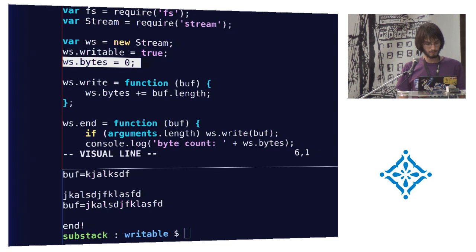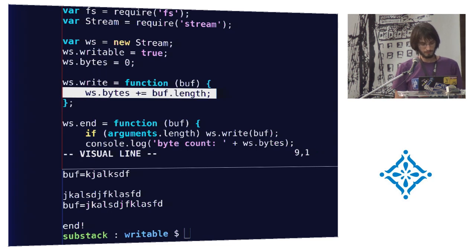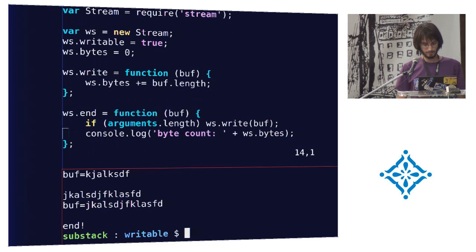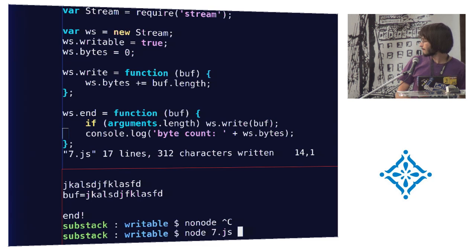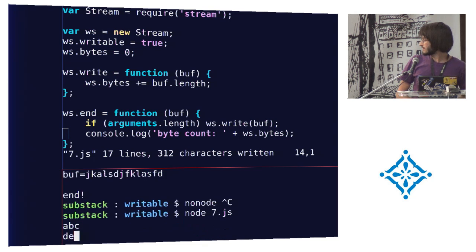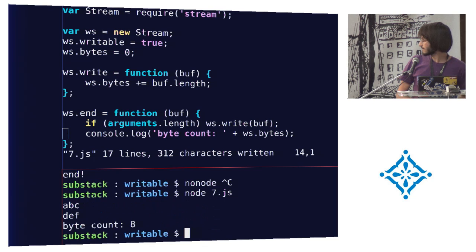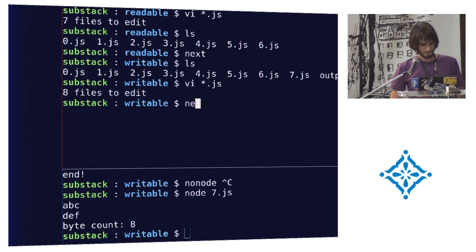So here I have bytes equals 0, I plus equals the buff.length every time, and at the end, I print a byte count message. So if I run this program, ABCDEF, and I'll end it, and the byte count is 8, which makes sense because 3 in a new line is 4, and 4 is 8. Cool. So that's writable stream.